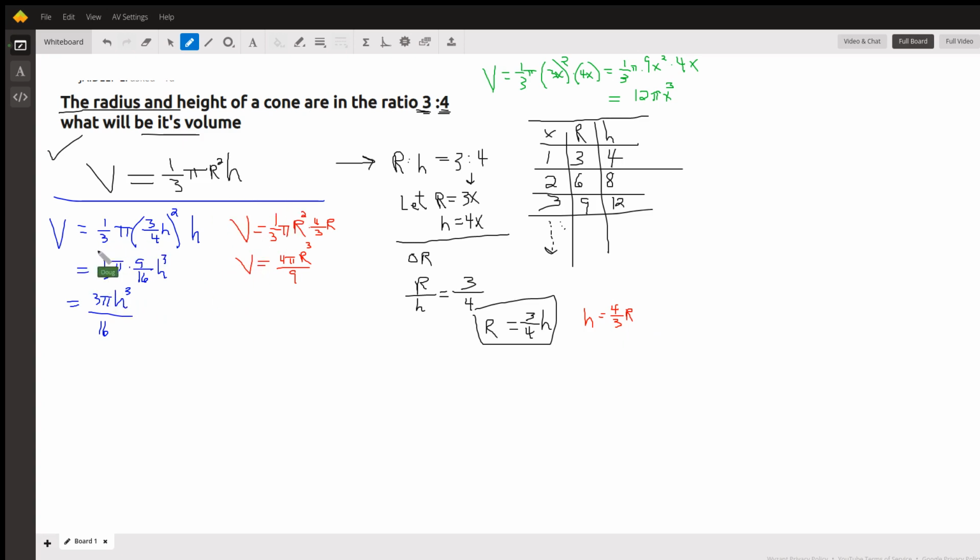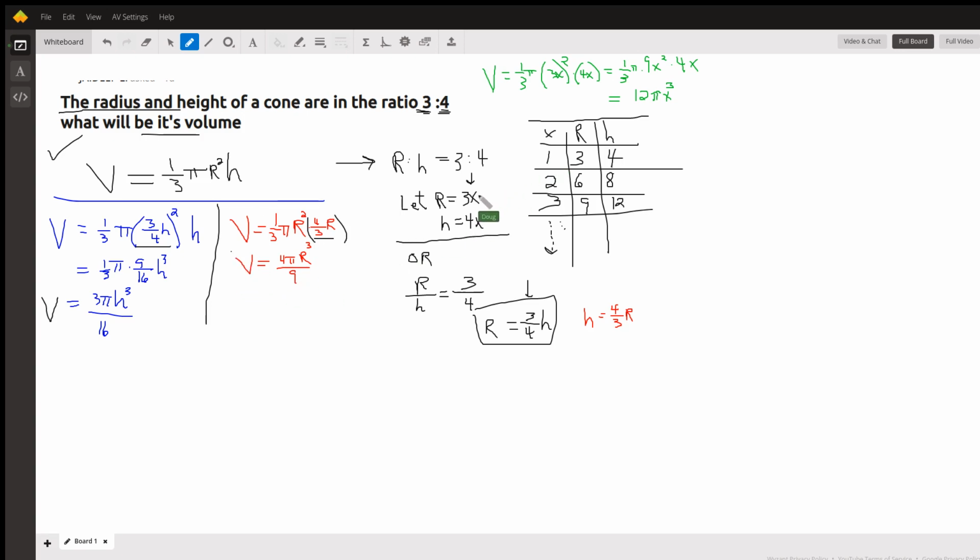If we do want the volume in terms of H, R is 3/4 H from right here. So if you square this quantity and then simplify, you get 3 pi H cubed over 16. That's one possible formula for the volume in terms of H. If you want it in terms of the radius, H is 4/3 R, so that's what you put in for H. And if you simplify it, you get 4 pi R cubed over 9.